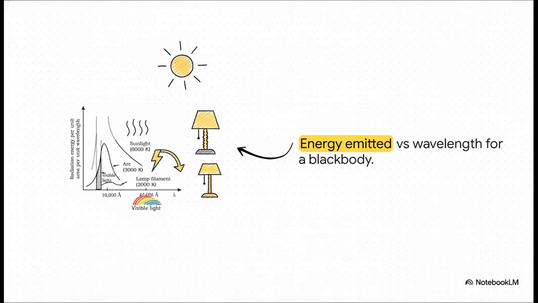When you chart out this radiation energy against its wavelength, Wien's law becomes super clear. Take a lamp filament burning at 2000 Kelvin. Its peak energy output is way over in the longer wavelengths. But if you look at an arc lamp at 3000 Kelvin, and then finally sunlight blazing at 6000 Kelvin, that peak sweeps dramatically to the left. It shifts right into the shorter, visible wavelengths of light as the temperature climbs.